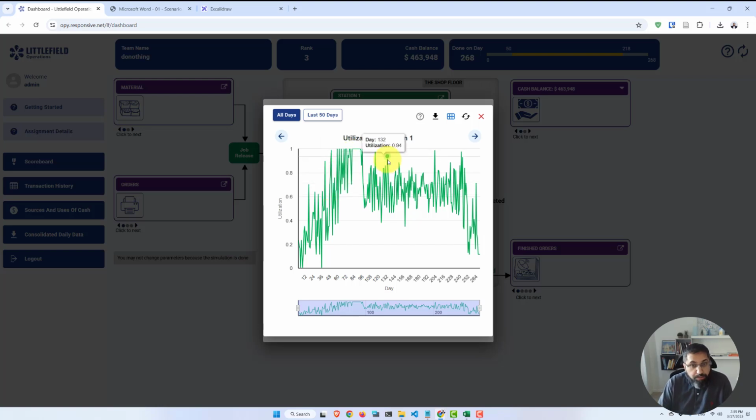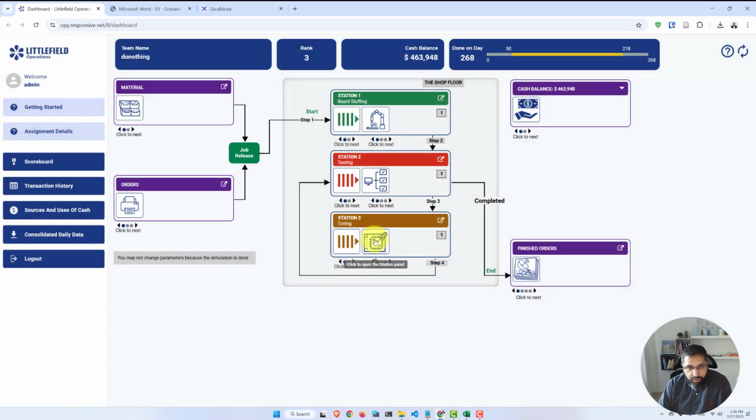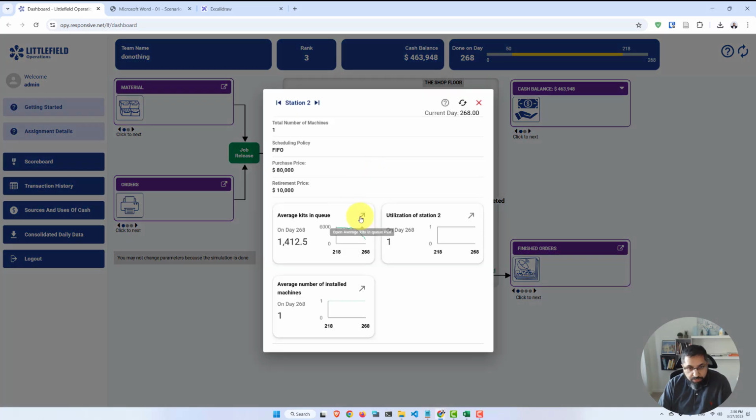So this could potentially be capacity constrained for some of the days here, right? Because the utilization is hitting 100%. So this could be the bottleneck, but let's look at the other stations too. It starts to hit utilization of 100% on day 58. So day 58 is when it starts to hit 100%. Okay, let's look at station 2.